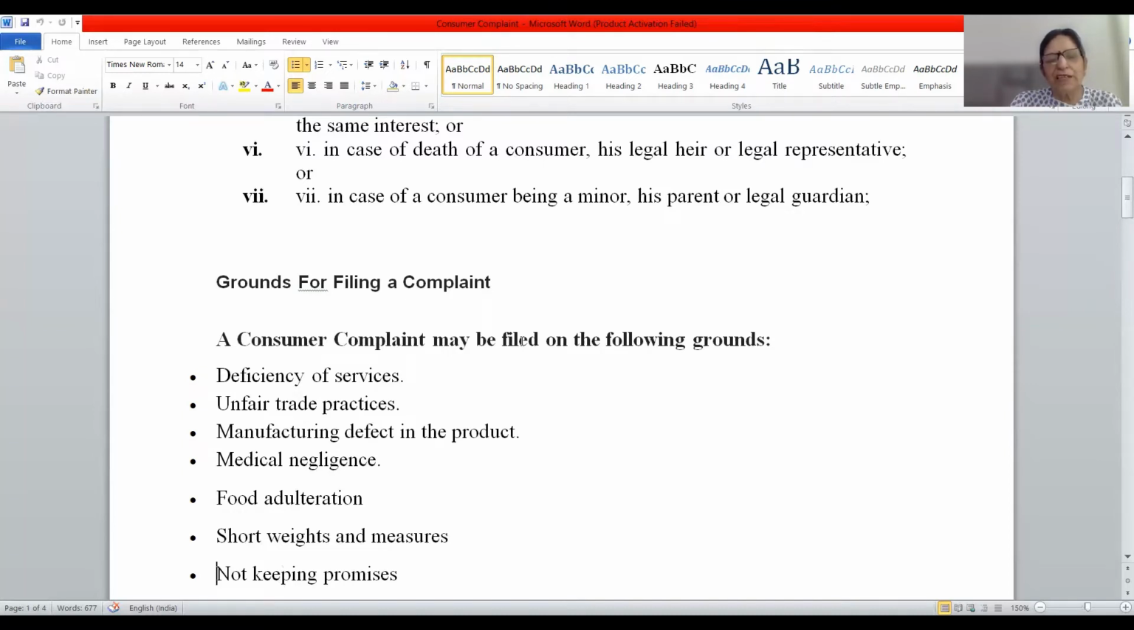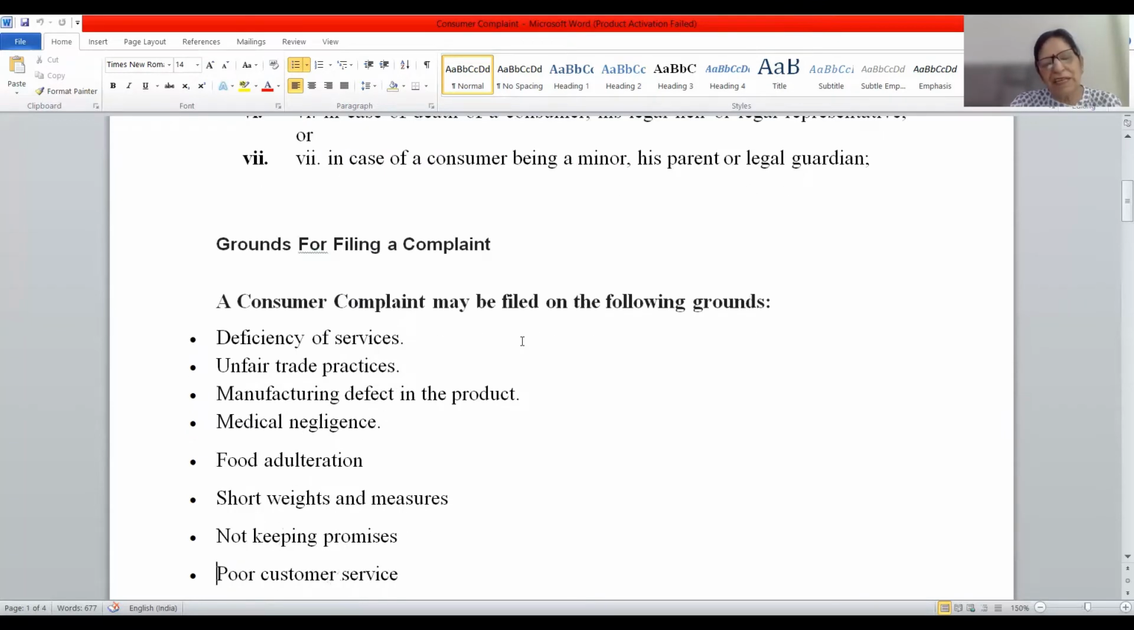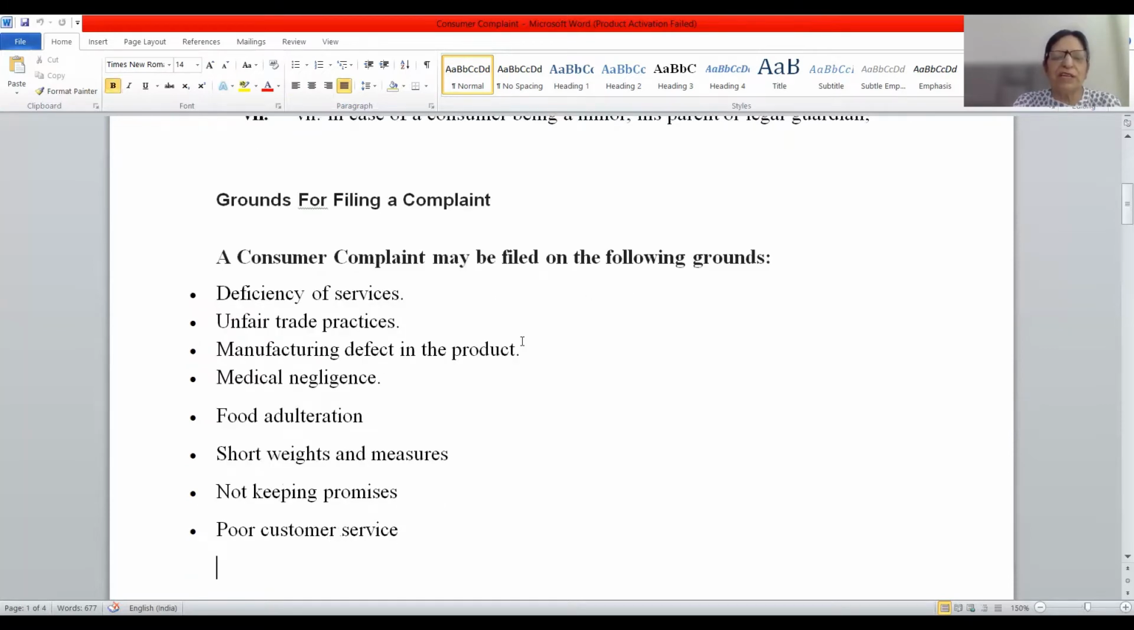Then food adulteration, short weights and measures. Manipulations have been done by the trader or manufacturer regarding weight and measurements. Not keeping promises. Some promises have been given by the traders or manufacturers, and they have not kept those promises. Poor customer service. The customer is not satisfied with the service at all, or the customer is not satisfied with the product. So friends, these are the various grounds on which a consumer or customer can file or make a complaint.